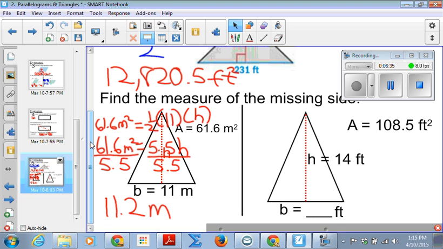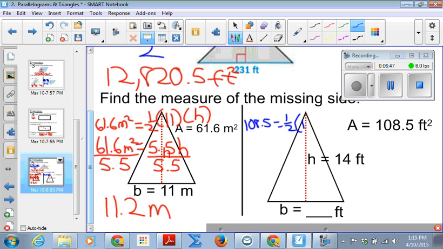Okay, and now for this one, we're trying to find the base. So same idea. Area is 108 and 5/10. So 108 and 5/10 equals 1/2 times 14 times the base. Half of 14 is 7. So I just divide both sides by that 7. And again with the calculator, 108 and 5/10 divided by 7 gives us a base of 15 and 5/10 feet.